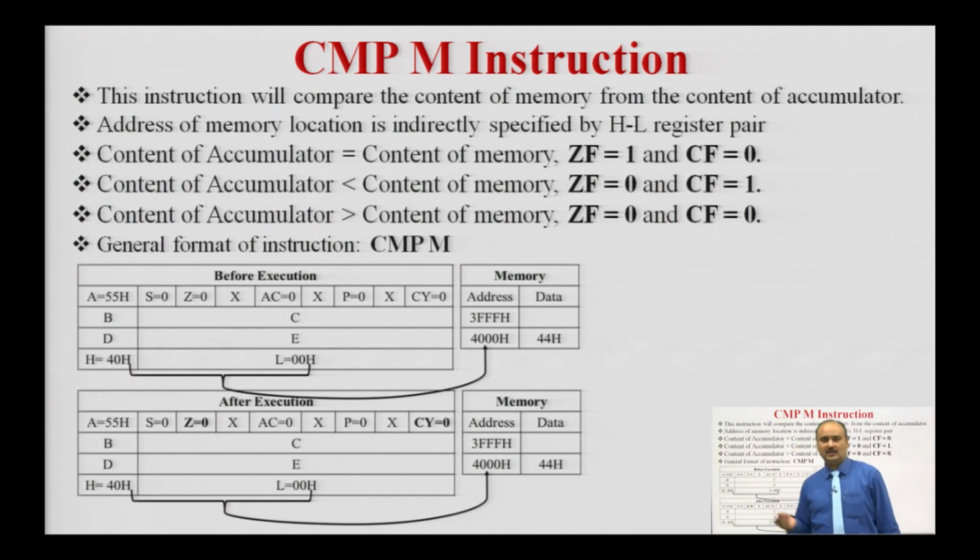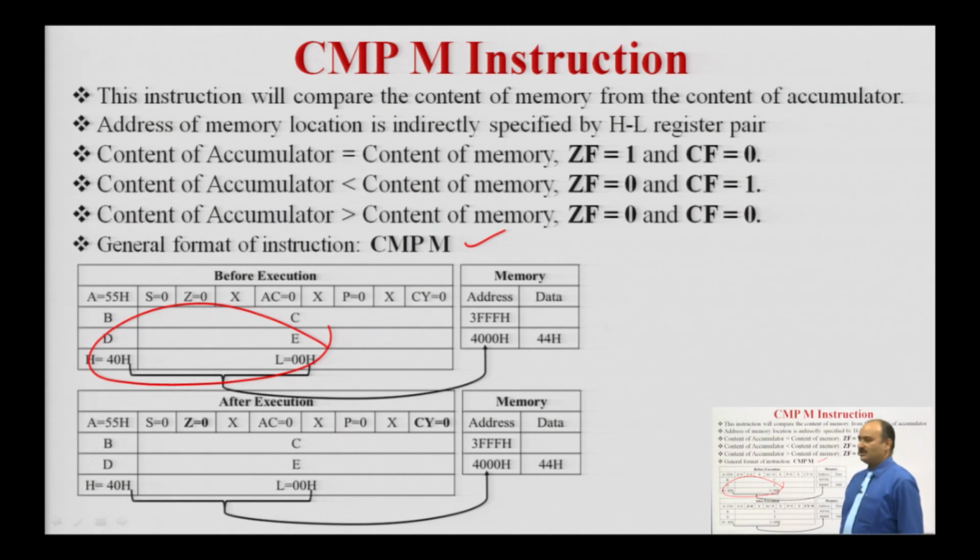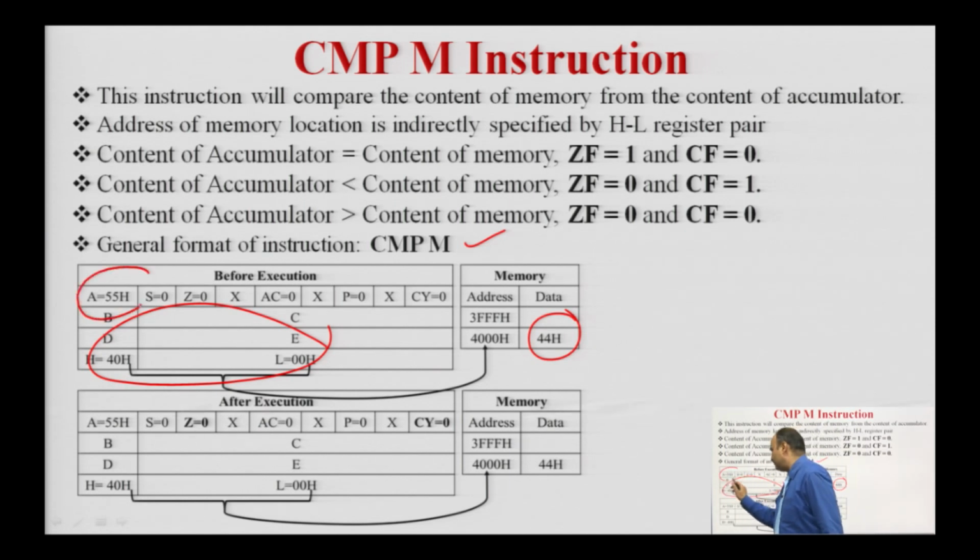So, according to the condition, the processor will identify whether the content of the memory location and the content of the accumulator are equal, or one is less than or greater than the other. Here the general format of this instruction is CMP M. The address of this memory location is indirectly given by the HL register pair. So, the H register and L register give the address, that is 4000H. At this 4000H memory location, the content of memory is 44H. It is compared with the content of the accumulator, which is 55H.